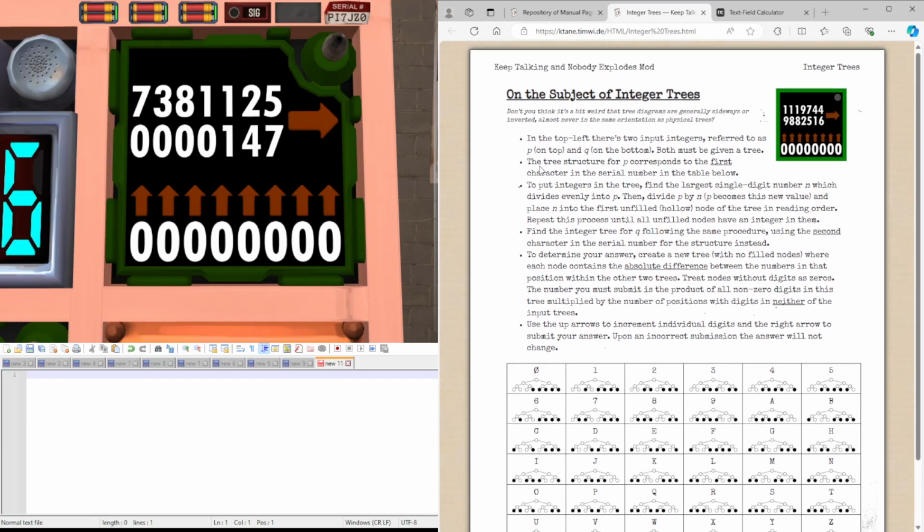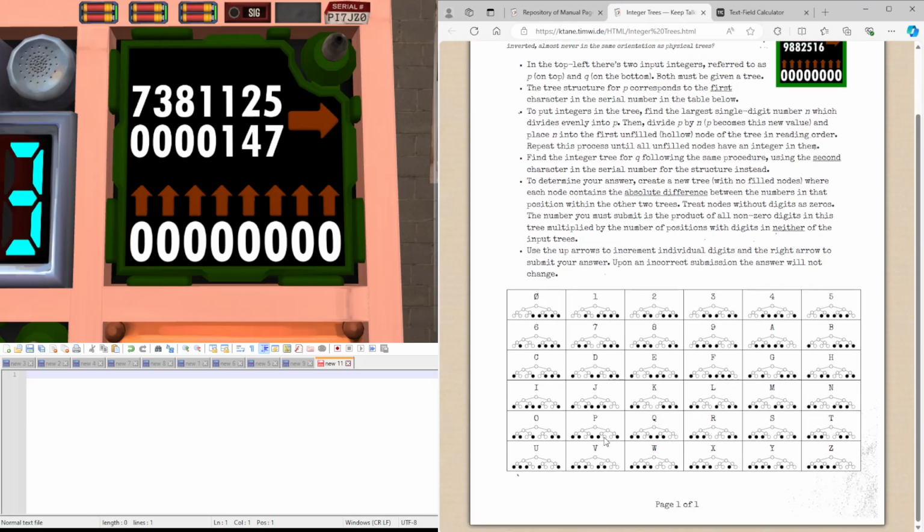So, how do we do that? The tree structure for P corresponds to the first character in the serial number in the table below. First character is P, so our structure is going to be this, where the white points are where we can put numbers, the black points we can ignore. So our first structure will be this and this. The first three rows will always be all clear, but then the bottom part will be the interesting part. So we have nothing, nothing, something, nothing, nothing, something, something, nothing.